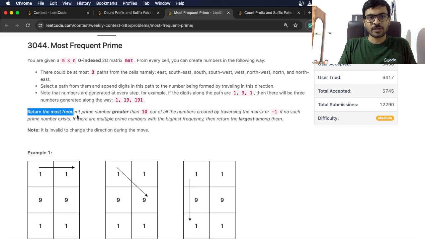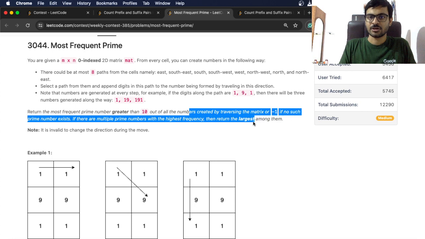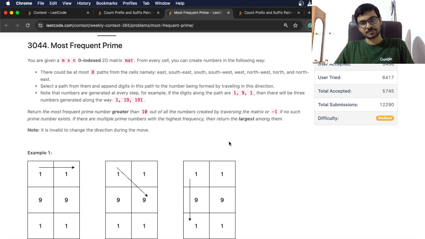Return the most frequent prime number greater than 10 out of all the numbers created by traversing the matrix, or -1 if no such prime number exists. If there are multiple prime numbers with the highest frequency, then return the largest among them.